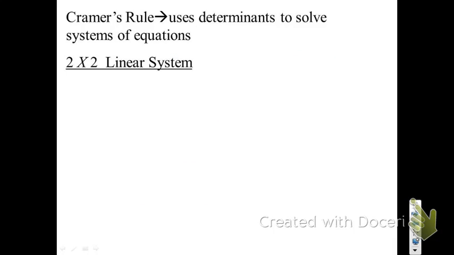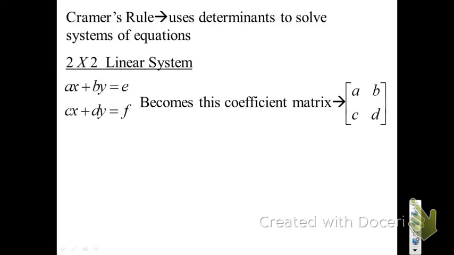Okay, the last thing that you're going to learn in this lesson is called Cramer's rule, and we use this using determinants to solve systems of equations. If you're given a system of equations that looks like this, if you notice it's in standard form, ax plus by equals e, and cx plus dy equals f, then we're going to create a coefficient matrix, and it uses the coefficients in front of the x and the y.